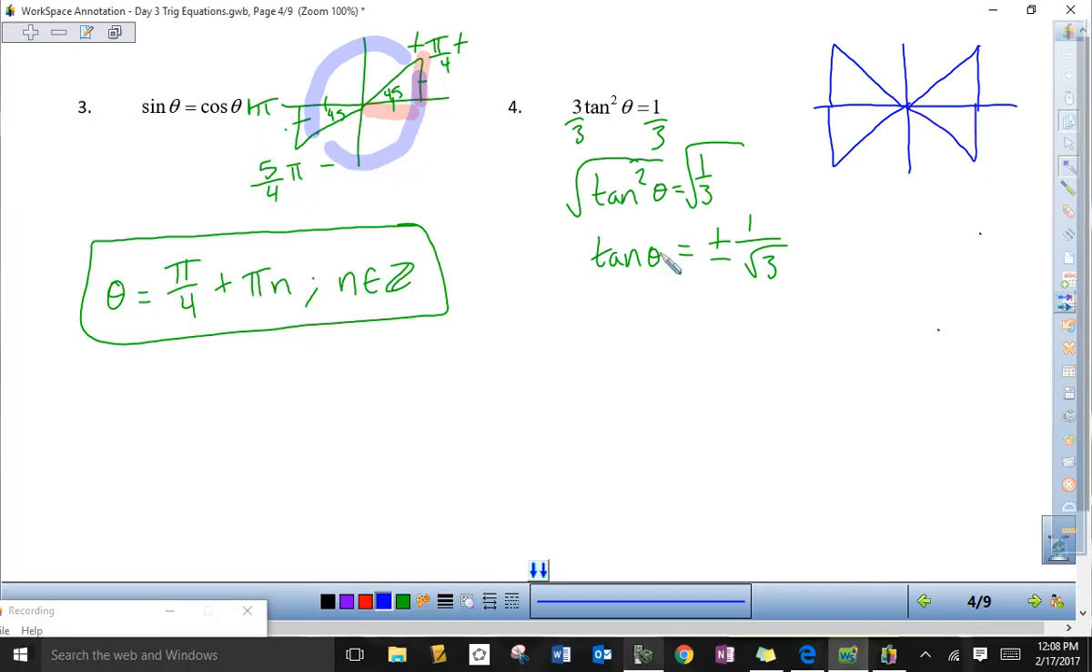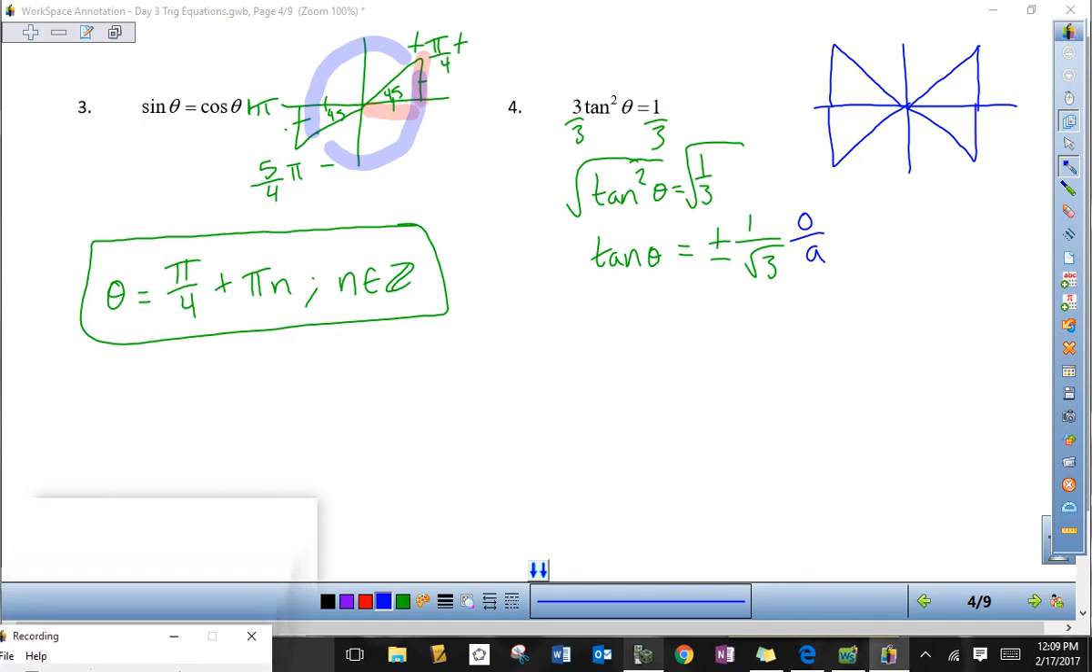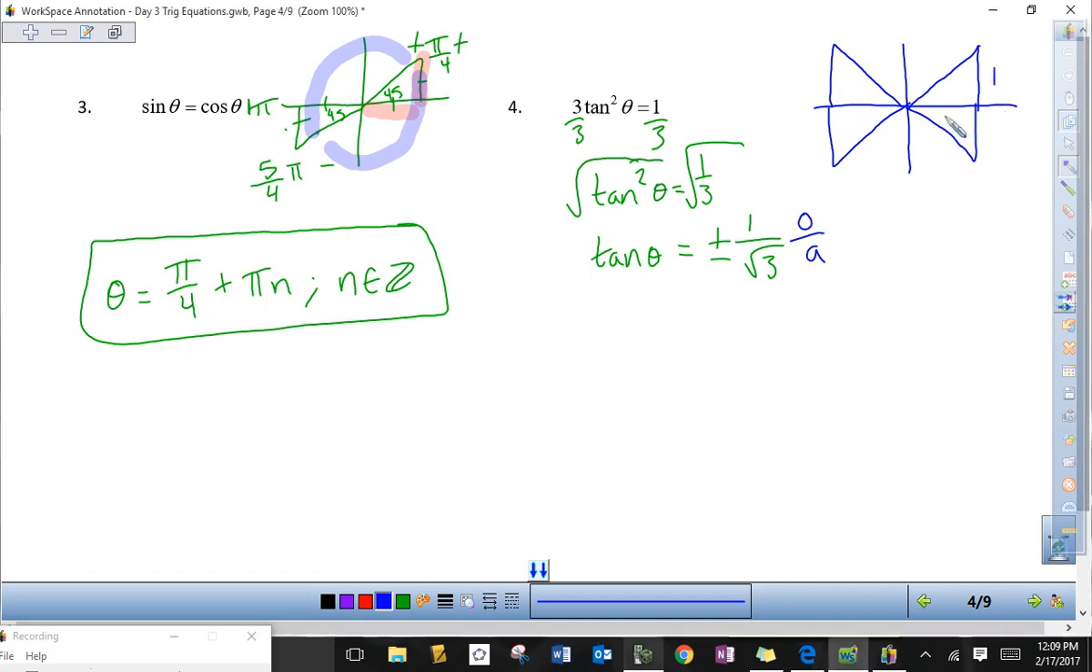And then, tangent is opposite over adjacent. Let me pause here while I fix my pen. That looks a little bit better. Okay, so my opposite side on my triangle is 1, and my adjacent is the square root of 3. Since my opposite side is 1, then my reference angle is 30 degrees.